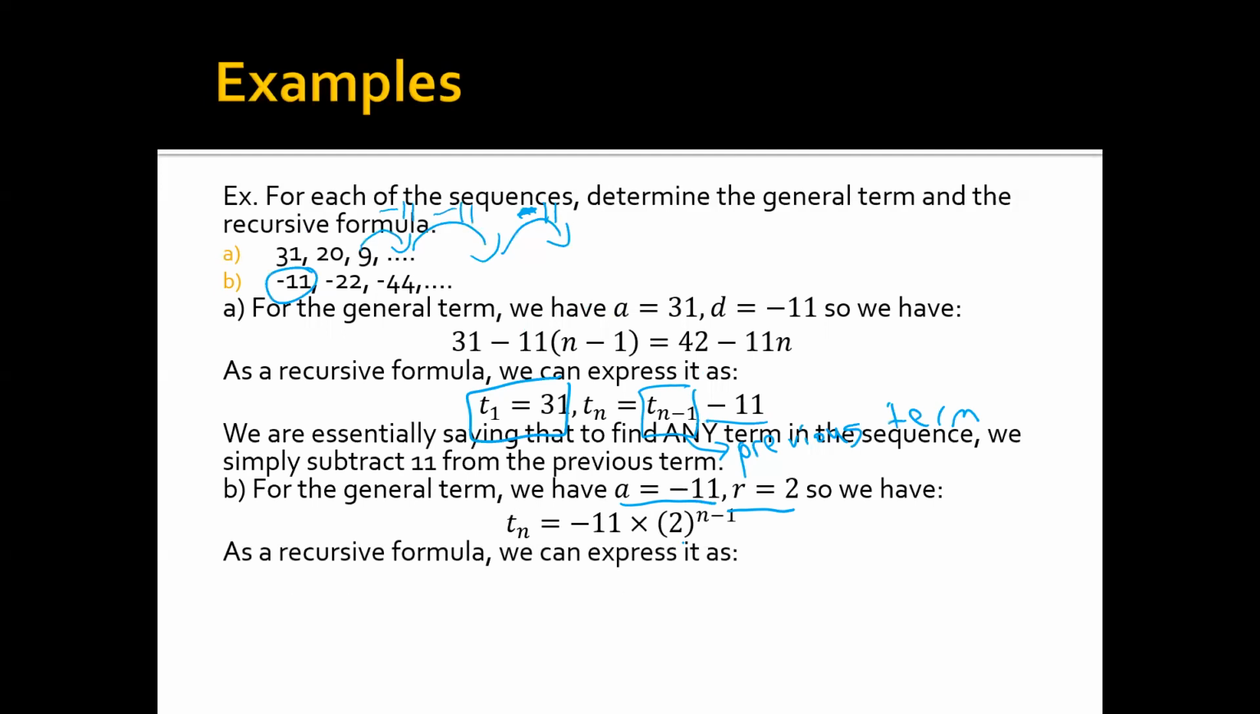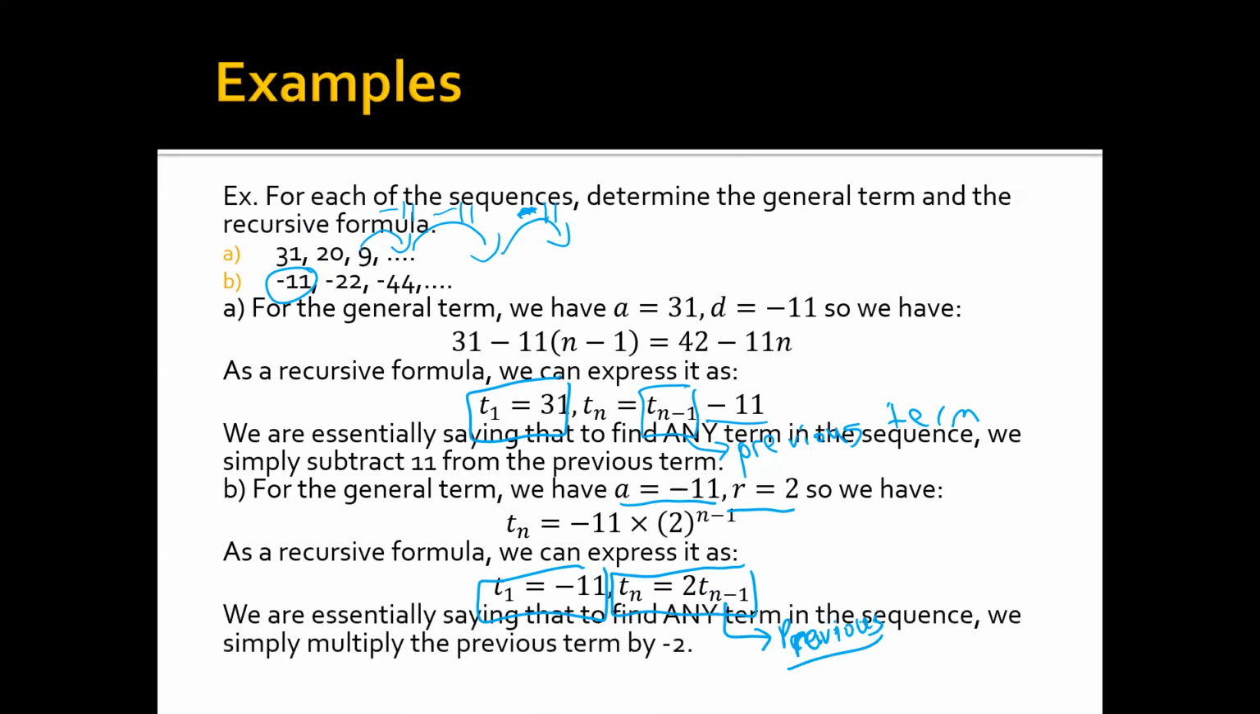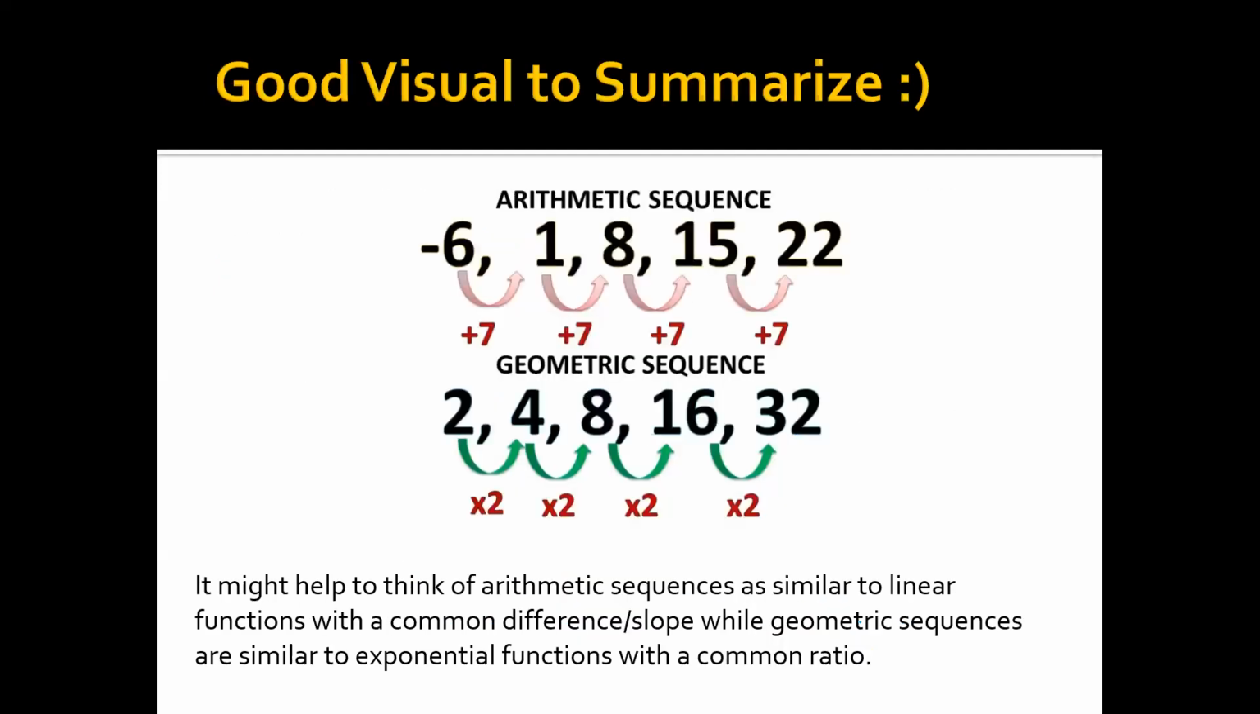And recursively, how I could write this is I still state my first term, -11. And then I simply state that my general term, T at n, is going to be 2 times the previous term. Whatever previous term I had, I'm going to multiply it by 2 to get to the one that I have now, the current term. So I'm just saying it a little more explicitly as to what the geometric sequence is doing.